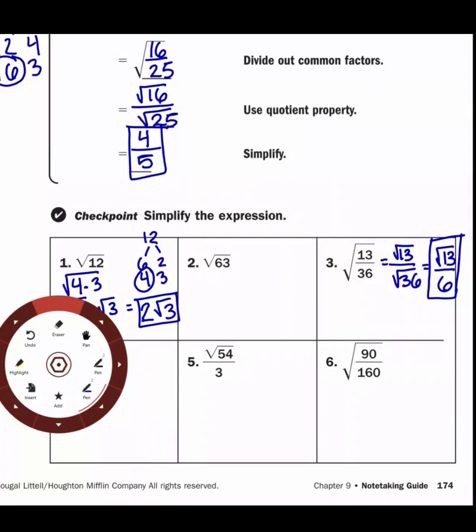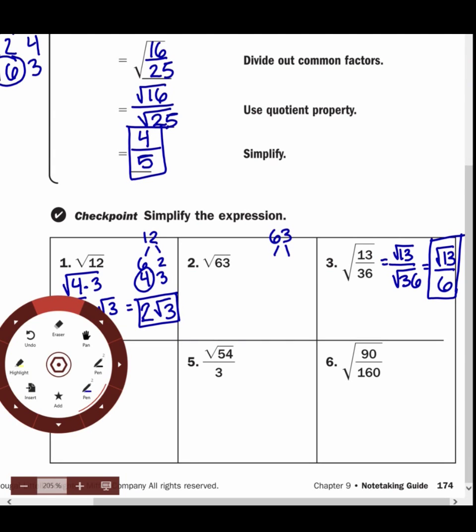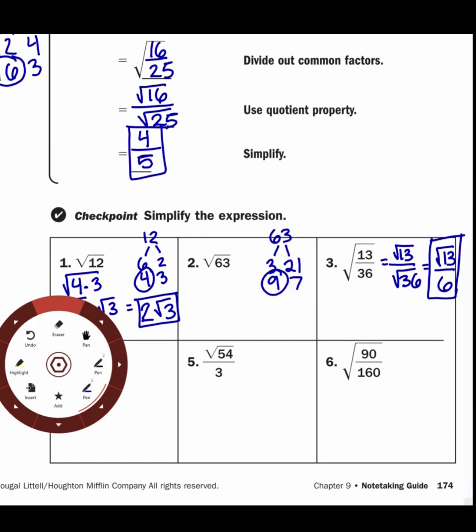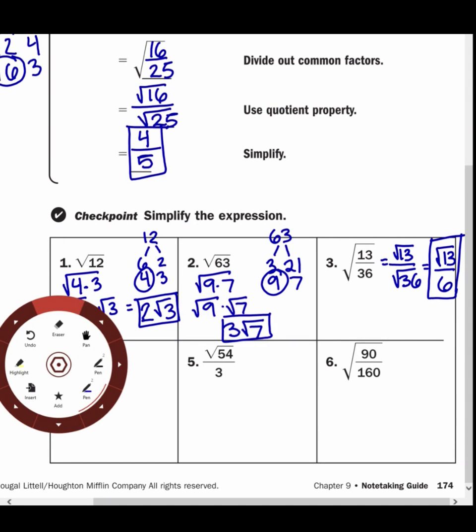Okay, go ahead and try the rest of these. Actually, we'll do number 2, just so we do all the top ones. So number 2, 63. Let's see, what are factors of 63? Well, I know that there's 3 and 21, or 9 and 7, and I know 9's a perfect square, so that's the one I'm going to use. So I have radical 9 times 7, so I have radical 9 times radical 7. Well, radical 9 is just a 3, so I'm left with 3 rad 7.